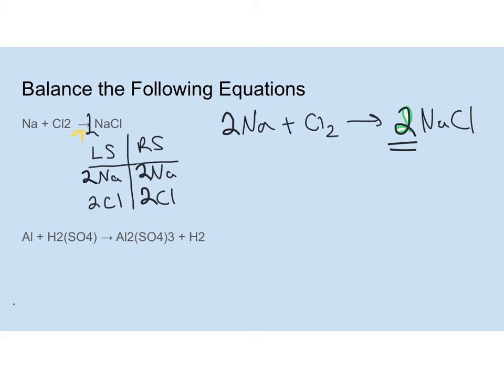Now I'm going to redraw this out because it's a little bit nicer when you actually have the numbers in the right spot. So we've got Al plus H2SO4 leading to Al2 SO4 plus hydrogen.